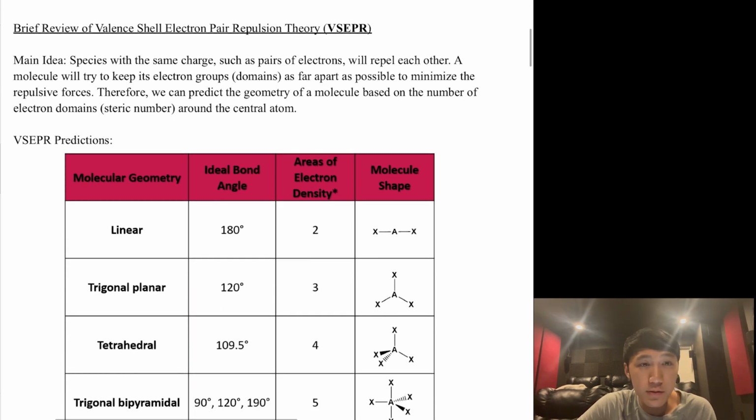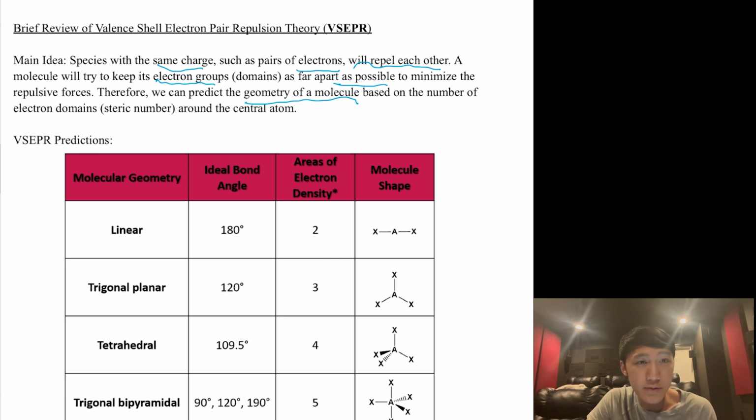The first thing I want to do is briefly review VSEPR theory and what it predicts. The main idea of VSEPR theory is that species with the same charge, such as pairs of electrons, which are all found in a molecule when it makes bonds to other atoms, will repel each other. A molecule will try to keep its electron groups as far apart as possible to minimize the repulsive forces. Therefore, we can predict the geometry of a molecule based on the number of electron domains around the central atom.